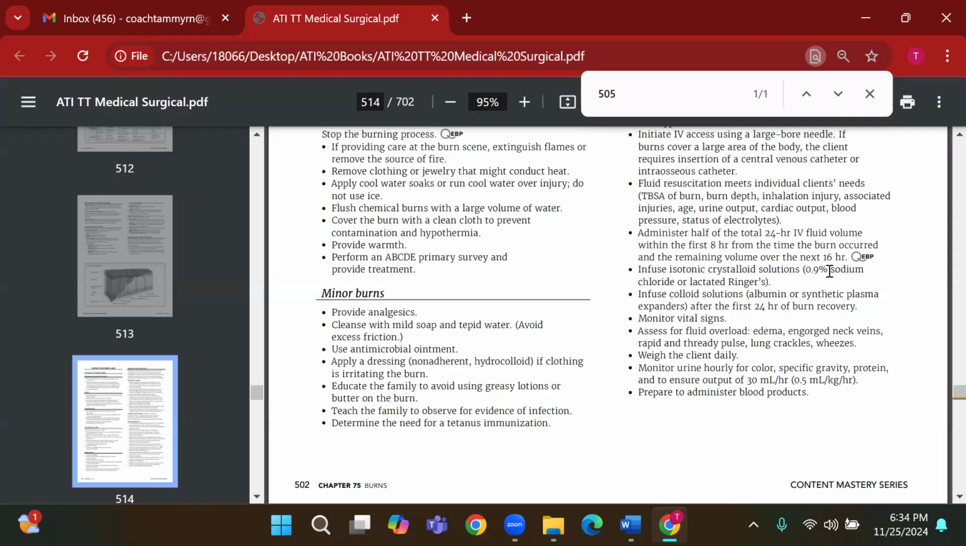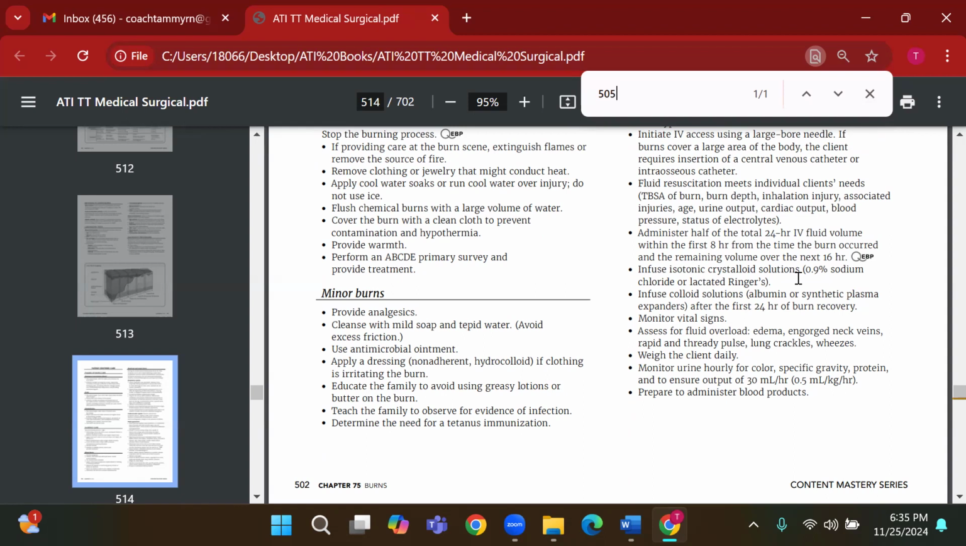One of the things we're going to give, and it says we're going to infuse isotonic crystalloid solutions. So we have to think that's our 0.9% sodium chloride, right? And that could be our Lactated Ringer's. That's not going to shift fluid from compartment to compartment. It's going to stay right in the vessel.